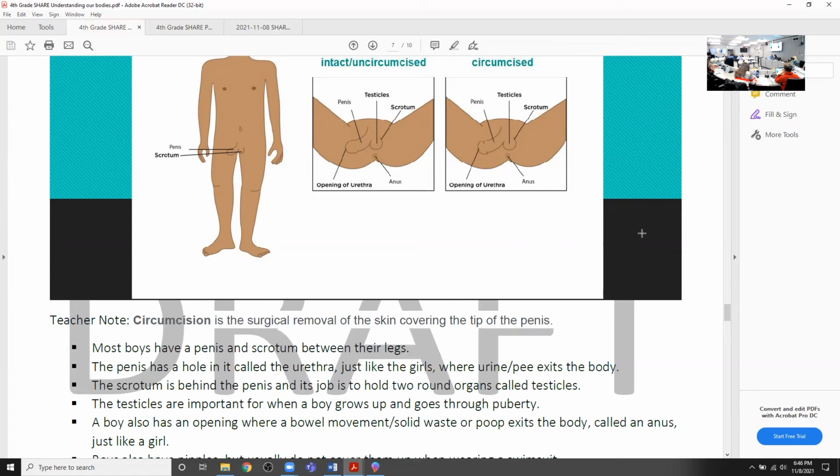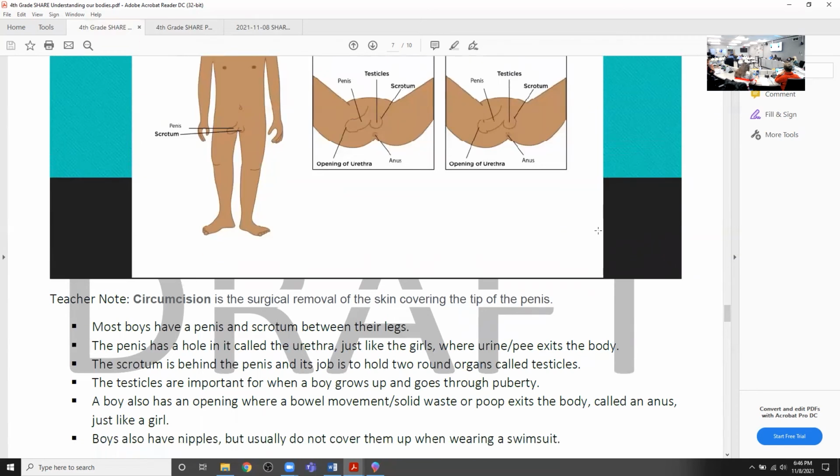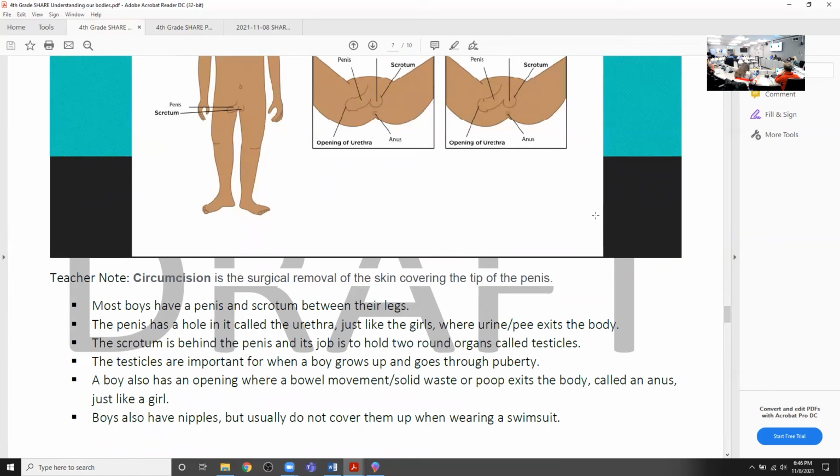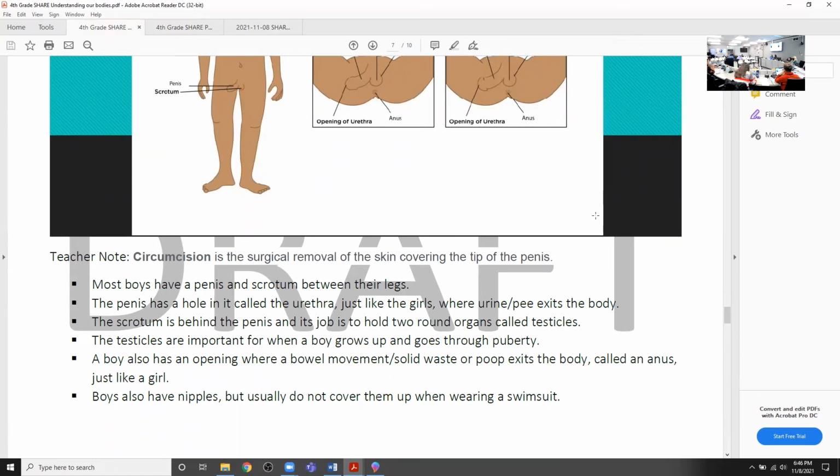Most boys have a penis and a scrotum between their legs. The penis has a hole in it called the urethra, just like the girls, where urine or pee exits the body. The scrotum is behind the penis, and its job is to hold the 2 round organs called testicles. The testicles are important for when a boy grows up and goes through puberty. A boy also has an opening where a bowel movement, solid waste, or poop exits the body called an anus, just like a girl. Boys also have nipples, but usually do not cover them up when wearing a swimsuit.